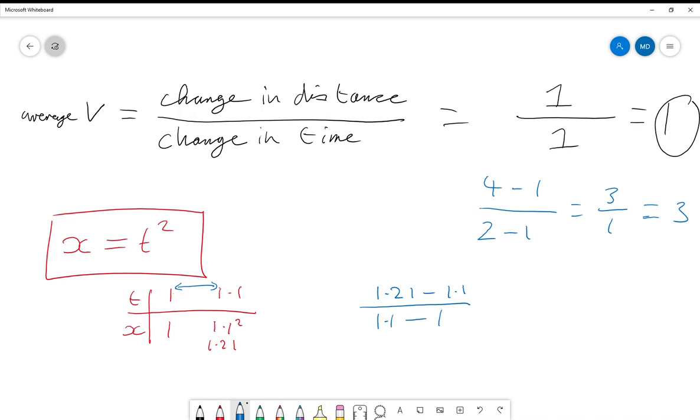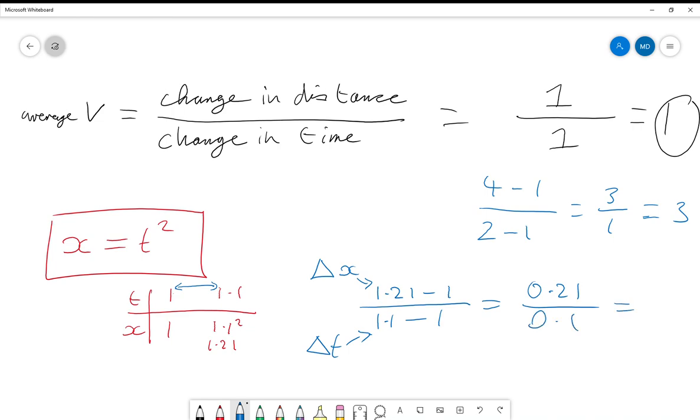So remember, this is change in distance, which we write as delta x, and this is our change in time. Oh, I've got my arrow and my t the wrong way around there. Change in time is here, and that's going to be equal to, sorry, that's not 1.1, that's still just 1. That's equal to 0.21 divided by 0.1.